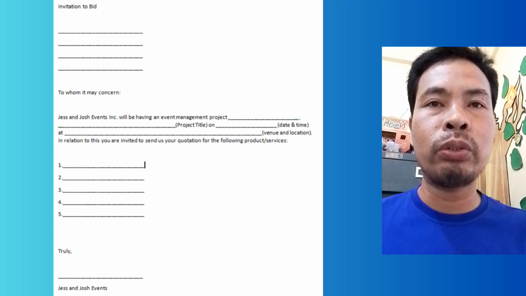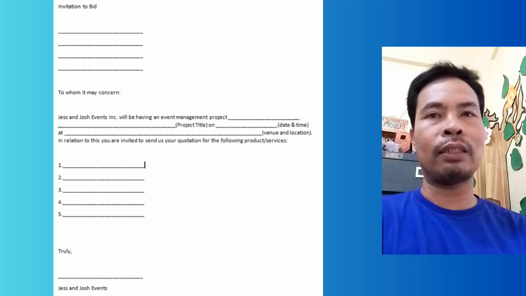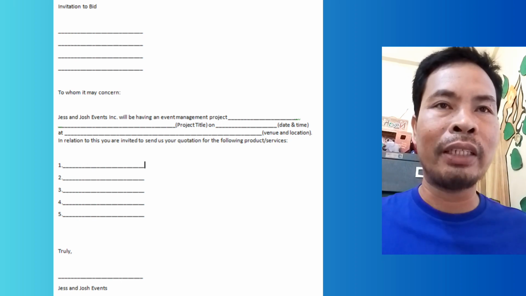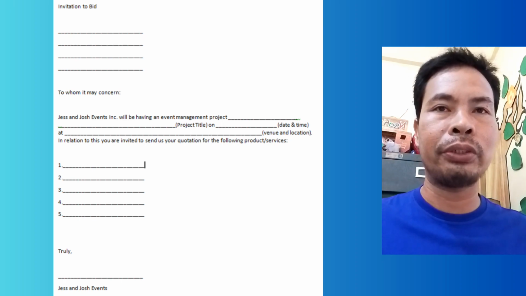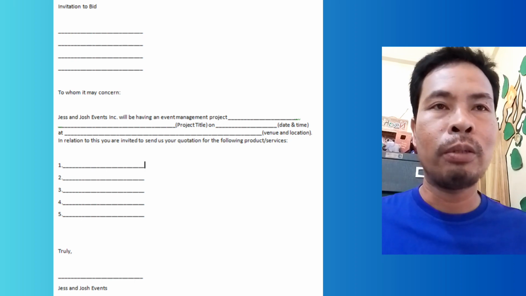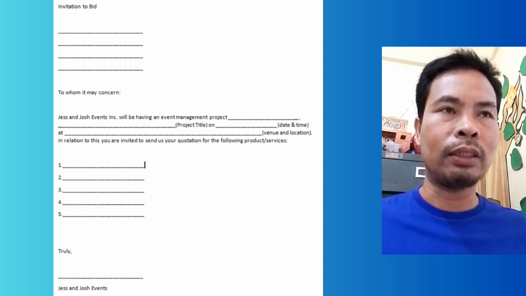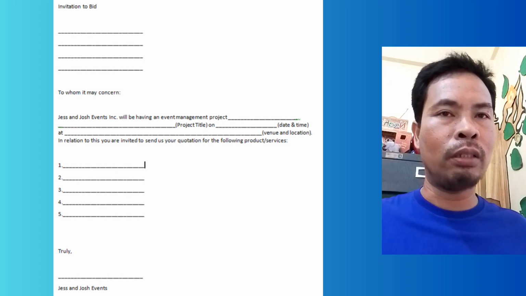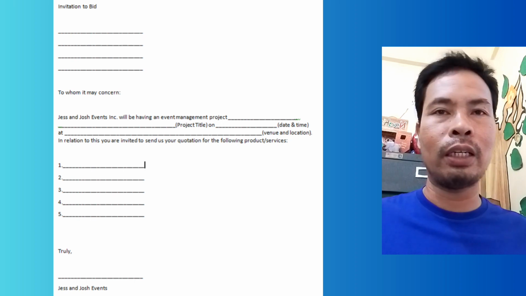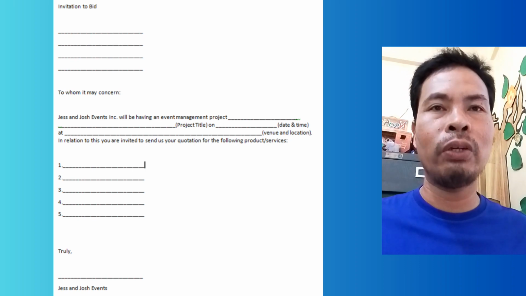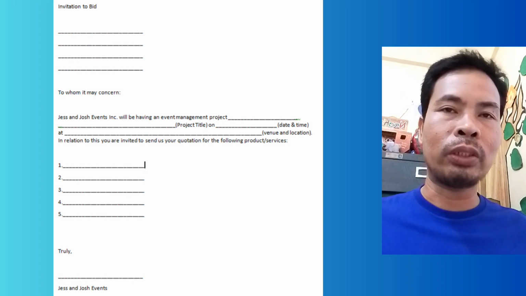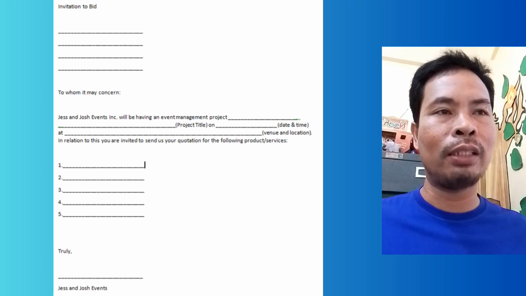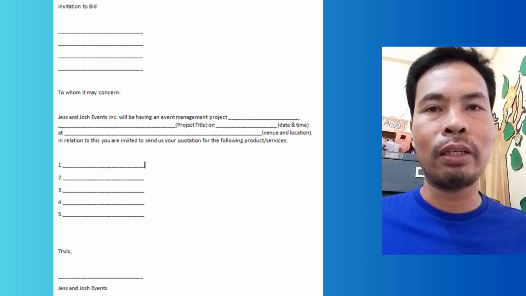I also have an invitation to bid. Most likely as a starting company, we are going to invite some suppliers and contractors to send us their quotations on their projects, on their services or products. Because if you do not know yet who are the gawin yung suki ng mga suppliers, so you have to invite them to send quotations for you to compare the price and the services that they are going to render.